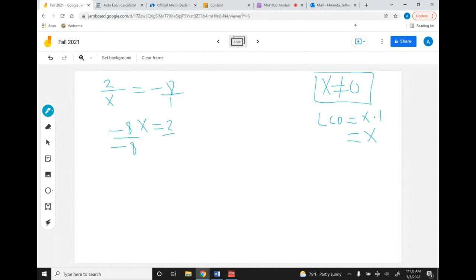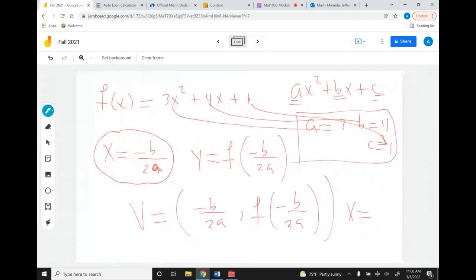Then I divide this by -8. I reduce. Make sure that you simplify this as much as you can. Notice that your answer here is -1/4. So that is your answer. If for some reason you do all this work and you end up with x equals 0, and from the beginning you said that x cannot be equal to 0, then in that case, the problem will have no solution. Okay? All right, let's move on.